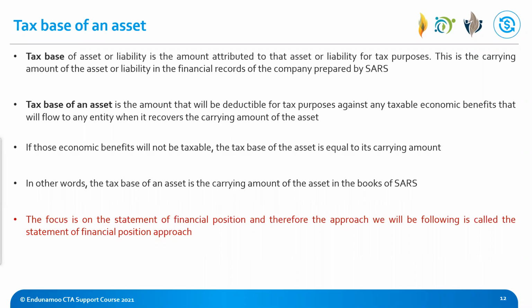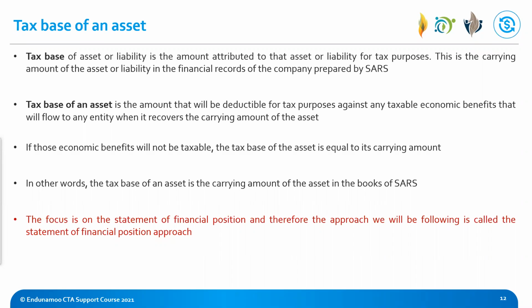And this brings us to the two elements or important definitions, which is a tax base. So a tax base is a carrying amount for tax purposes. Simply said, it's a what? It's a carrying amount for tax purposes. So you need to imagine with me that SARS also transacts as you transact.